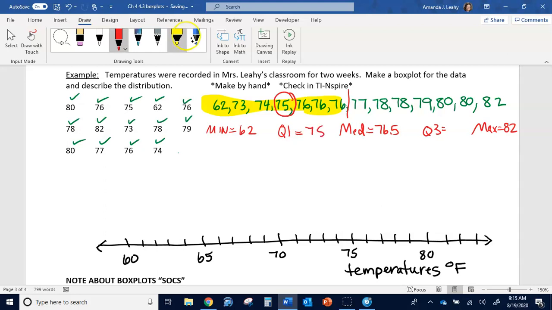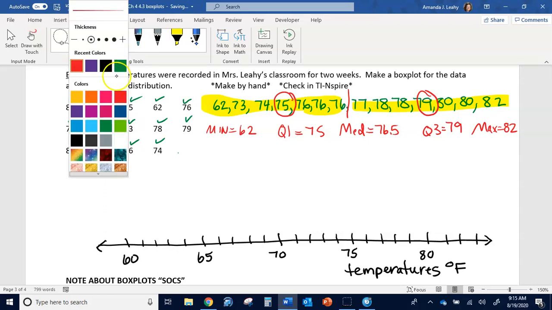I'm going to do the same thing with the upper half of the data. Okay, upper half of the data here. I'm going to look at this, halfway in between, 1, 2, 3, 4, 5, 6, 7. So I want this number here, 79. There's my 5-number summary.